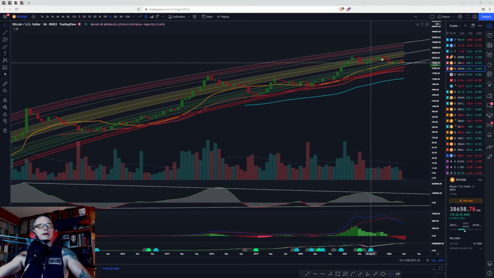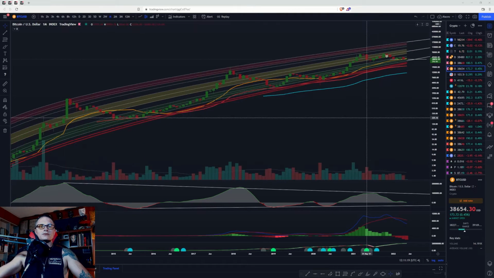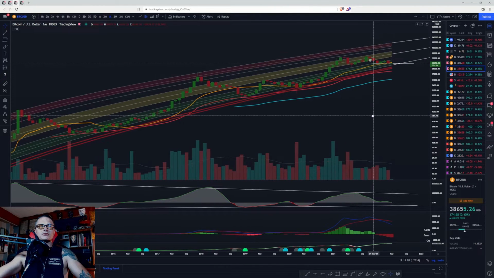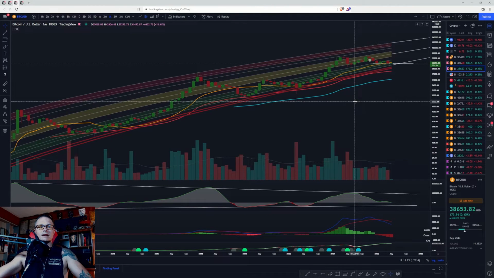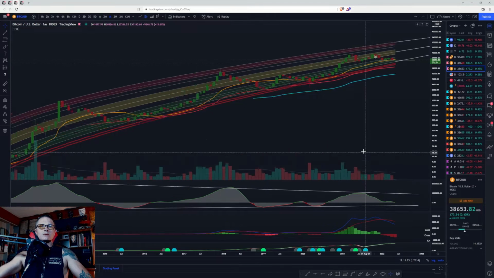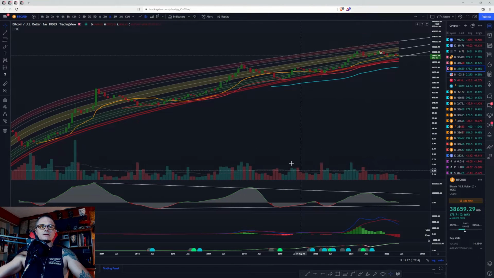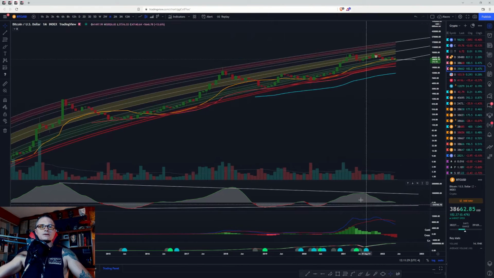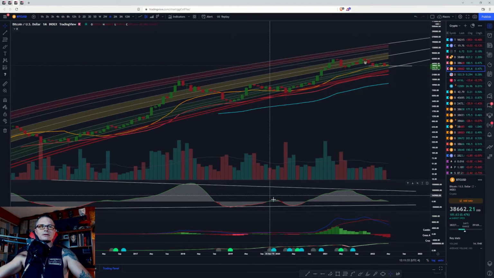Alright, so here we got Bitcoin on the monthly. It's the index of Bitcoin. I chose this one to have a little more history. We are on the monthly right now. Something I wanted to show you on the monthly was, first of all, this accumulation distribution indicator, which is pointing down at the moment.